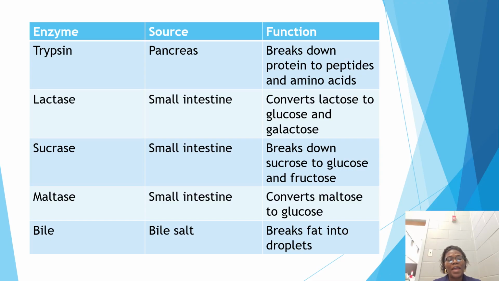Then the next enzyme that I have here is maltase. Maltase is also secreted in the small intestine, and it converts maltose to glucose. Then bile actually contains bile salt. It is secreted by the liver and stored in the gallbladder, and when it is time for it to be used in the digestive system, it flows through the bile duct into the digestive tract.